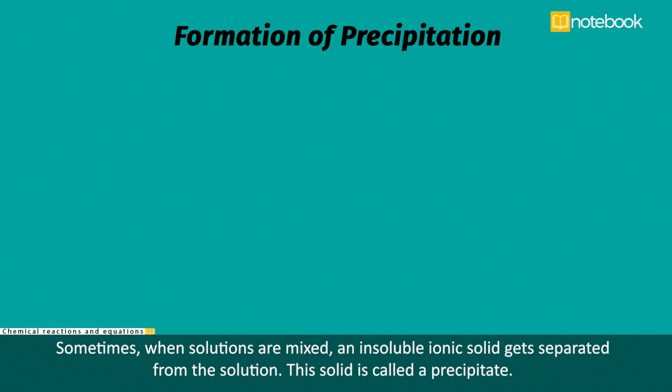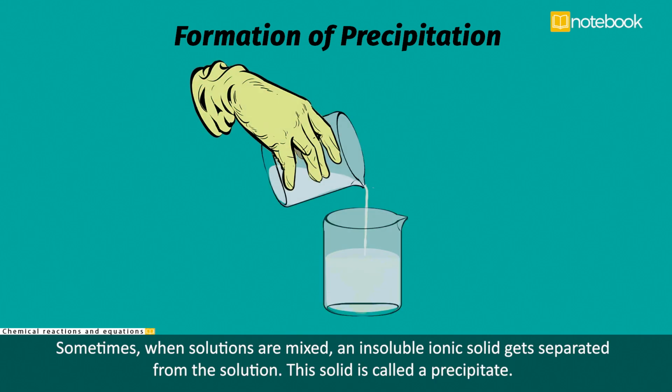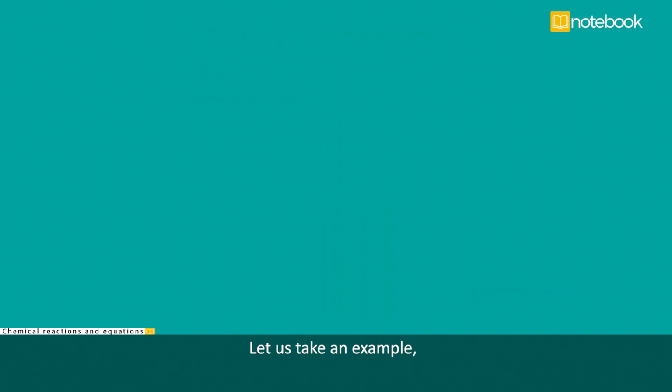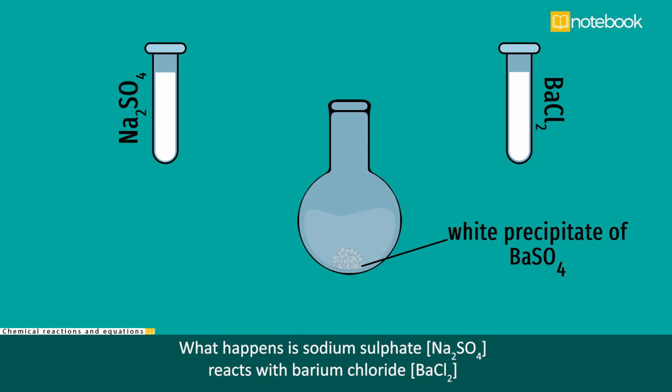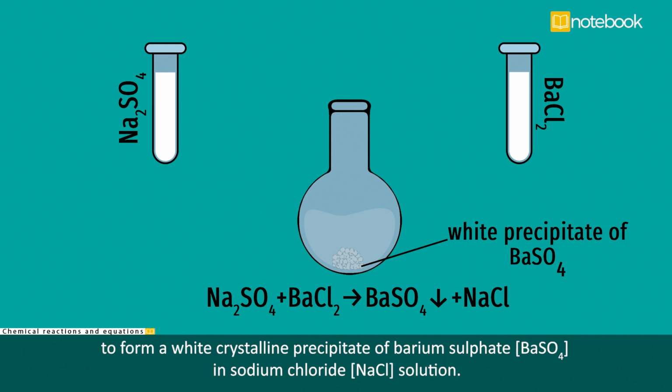Formation of precipitate. Sometimes, when solutions are mixed, an insoluble ionic solid gets separated from the solution. This solid is called a precipitate. Let us take an example. When an aqueous solution of sodium sulfate, Na2SO4, a white solid which is highly soluble in water, is mixed with a solution of barium chloride, BaCl2, a white colored precipitate is obtained. What happens is sodium sulfate, Na2SO4, reacts with barium chloride, BaCl2, to form a white crystalline precipitate of barium sulfate, BaSO4, in sodium chloride, NaCl solution.